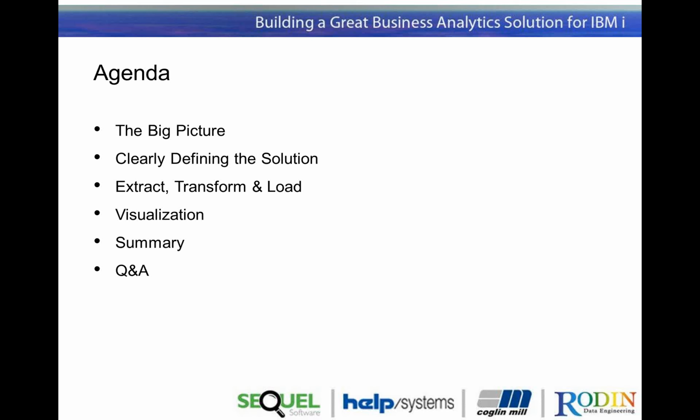So what we're going to do is run through a relatively short bullet point agenda. We're going to talk a little bit about some of the things that you've got to think about in a business analytics solution from a big picture level, clearly defining the solution, work our way through more of the technical detail with AJ talking about the extract, transform, and load process, and with Heath talking about the whole visualization piece. Then we'll come back, summarize what we've talked about, and open up for question and answer.